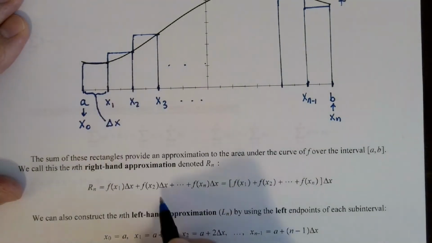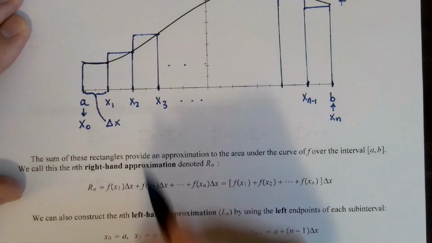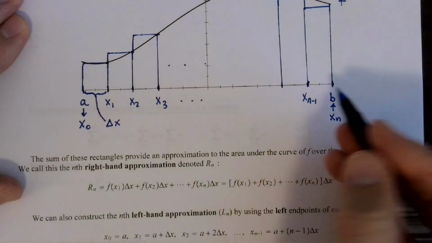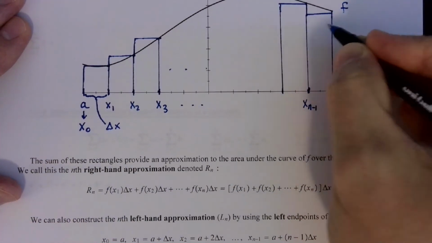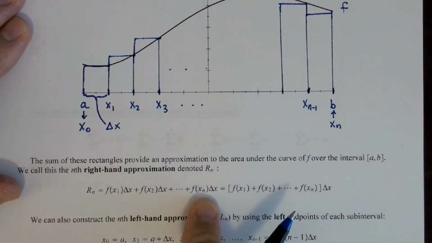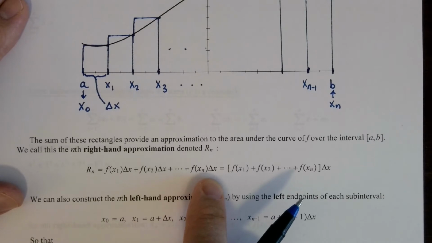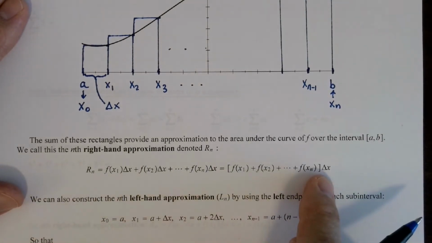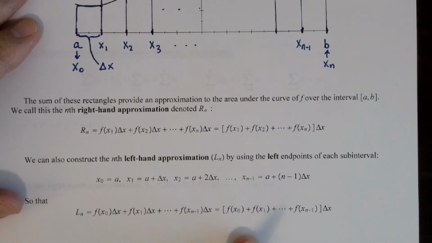The second one, f of x sub 2, right? The height of the second one, right-hand endpoint x sub 2, times delta x. And so on, right? All the way down to the last one is going to be what? f of x sub n is the height of this last one, and the width is delta x. So I'm adding all those up, and you'll notice I can simplify a little bit because all of them have a delta x. I can factor that delta x out. And so here is an expression for the right-hand sum.